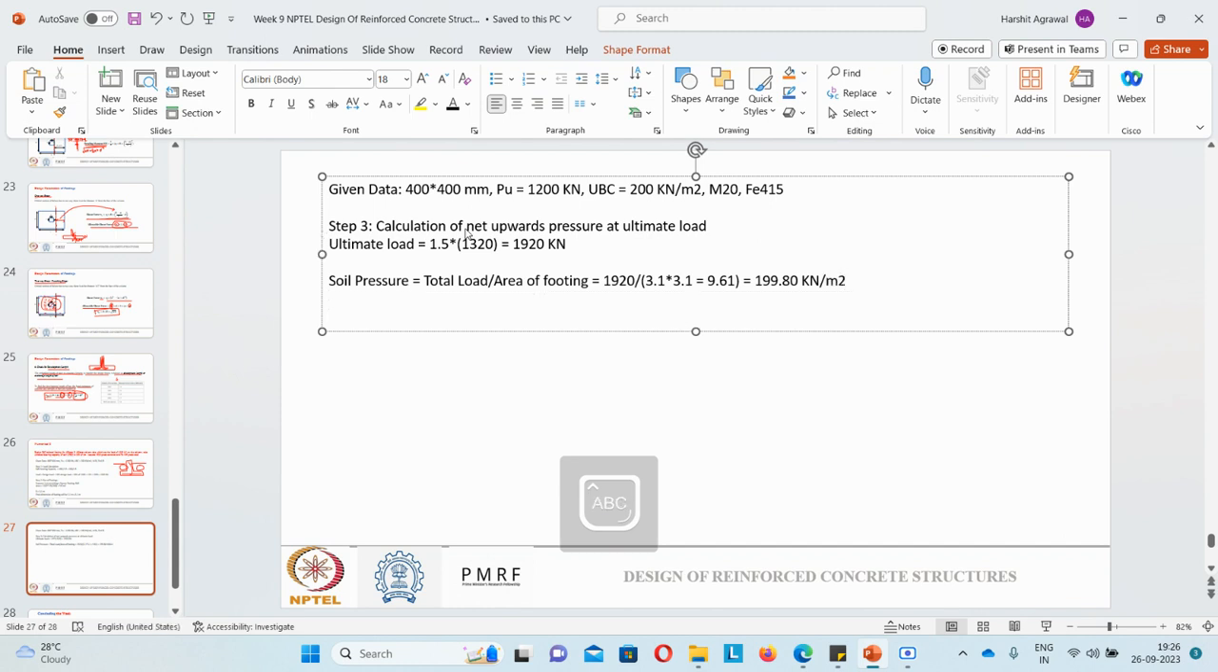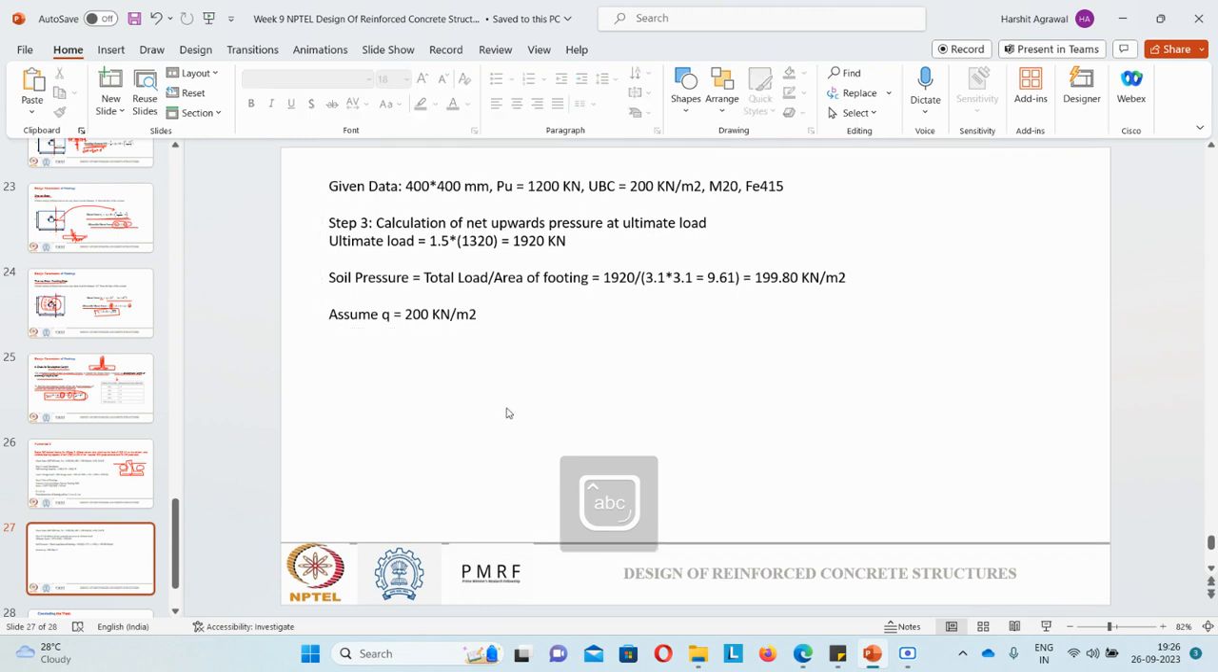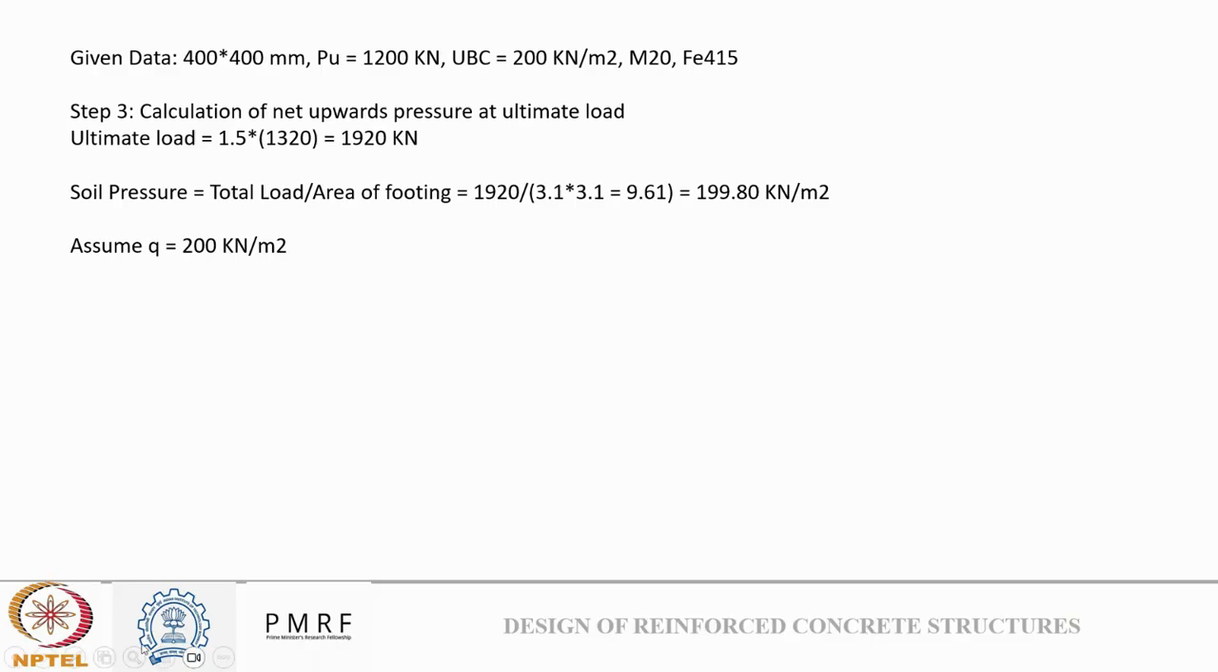So for safety, I will assume Q as 200 kilonewton per meter square. If we see in a diagram, this is my front view of the footing, and I'm assuming that the soil pressure is uniformly acting at the base of the footing. This value is 200 kilonewton per meter square, or I can say 0.2 newton per mm square. So this is my Q, the net upward pressure due to soil.